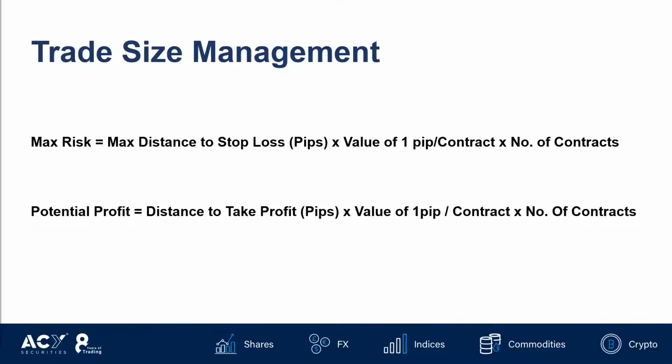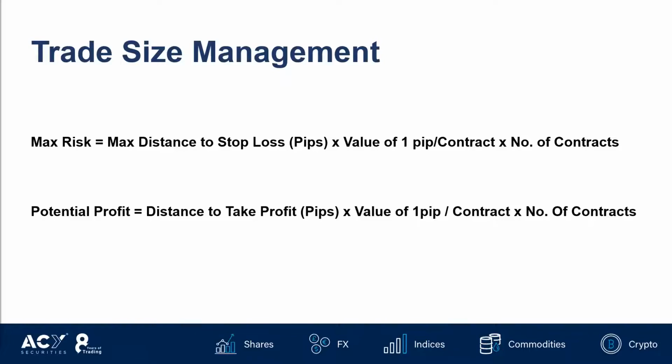Both of these statements are expressed in the following equations that you're seeing on screen. Your max risk equals the max distance to your stop loss in pips, times the value of 1 pip per contract, times the number of contracts. And vice versa, the potential profit equals the distance to take profit in pips, times the value of 1 pip, times the number of contracts.